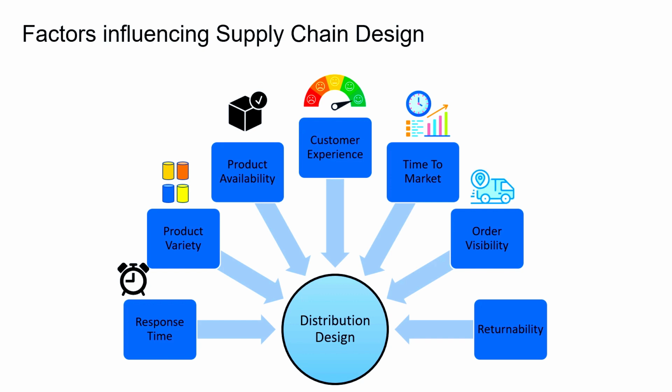The next is order visibility. It's the capability of the network to offer track and trace of orders. It gives peace of mind to the customer and also brings transparency in the distribution network. Next is returnability. This is the ease with which the customer can return defective merchandise to the seller. It's one of the very important factors in the success of online stores. A smooth return process gives confidence to the customer and enhances the brand image of sellers.